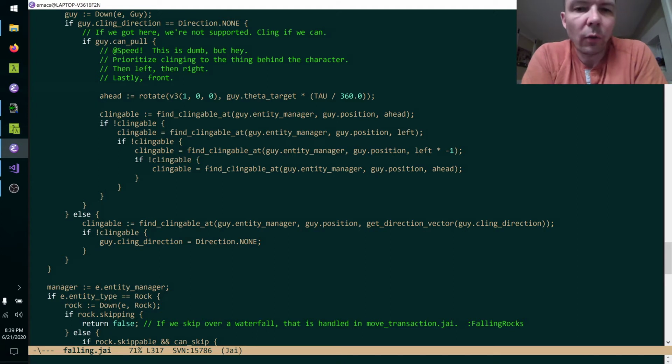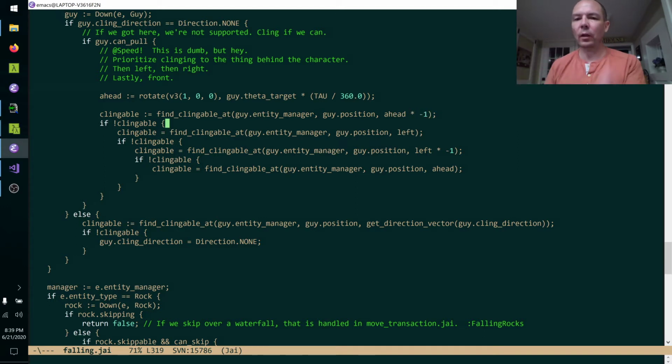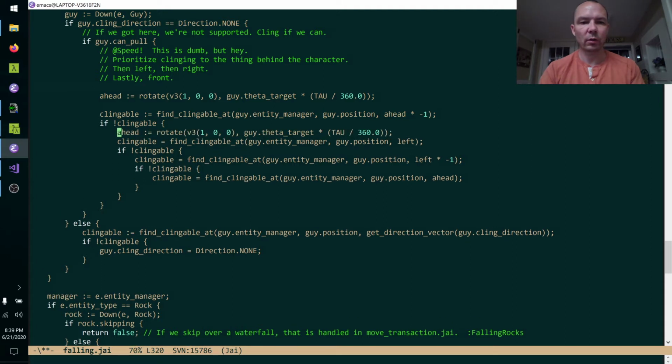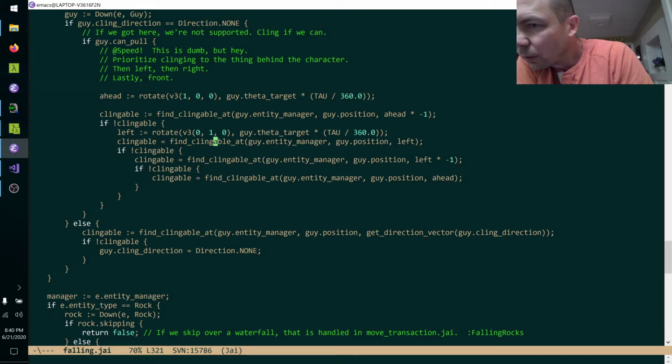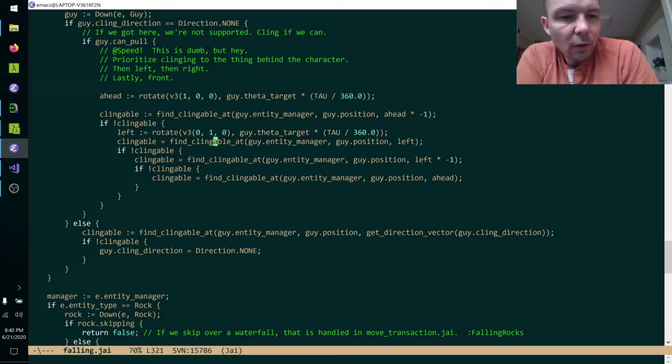So we say this is the ahead. This is ahead times -1. That's behind. And we do left, right. Okay, what is left? We'll go, left is rotate 0, 1, 0. Okay, great. So we need to write this function.